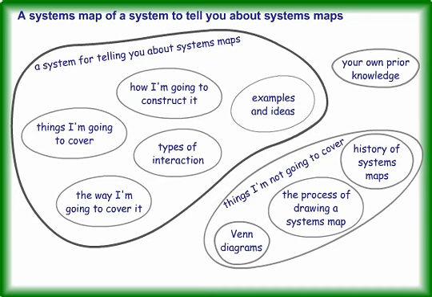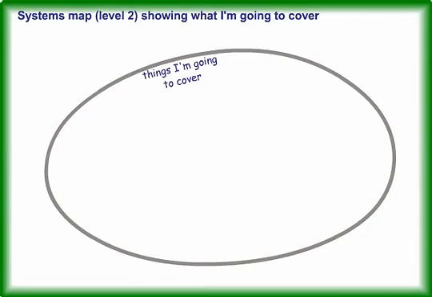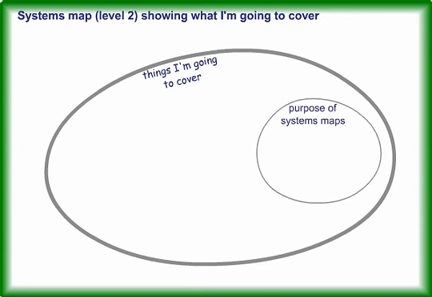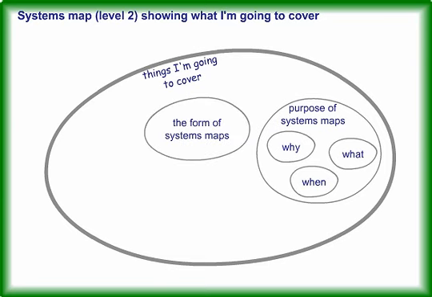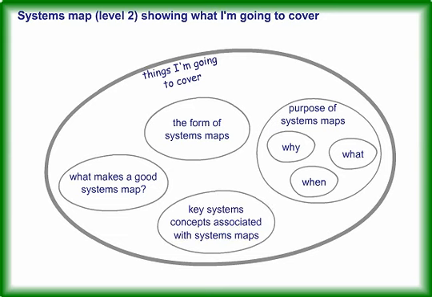Now the bit I want to focus on is this subsystem, so I'm going to go down a level in my hierarchy of groupings. If I were working on paper, this would mean starting a new sheet. In this session, I want to talk about the purpose of systems maps, what they do, why this is useful, and when it is useful. I want to cover their form, and what makes a good systems map. And I want to draw your attention to a number of key systems concepts associated with systems maps.